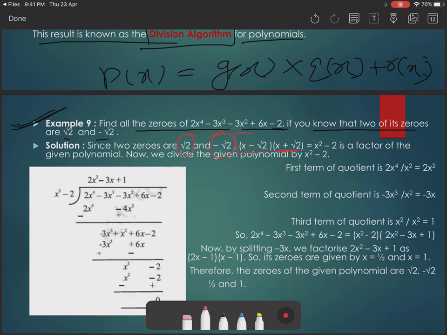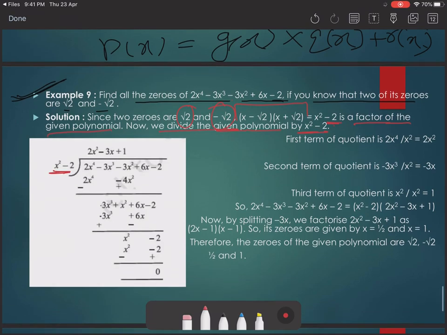Therefore, x minus root 2 and x plus root 2, which is a minus b, a plus b, a square minus b square, so x square minus root 2 square, which is 2. x square minus 2 is a factor of the given polynomial. Now what we do? We simply divide the given polynomial by its factor x square minus 2. We use the division method. Simply, first step, what we take? 2x to the power 4 upon x square.